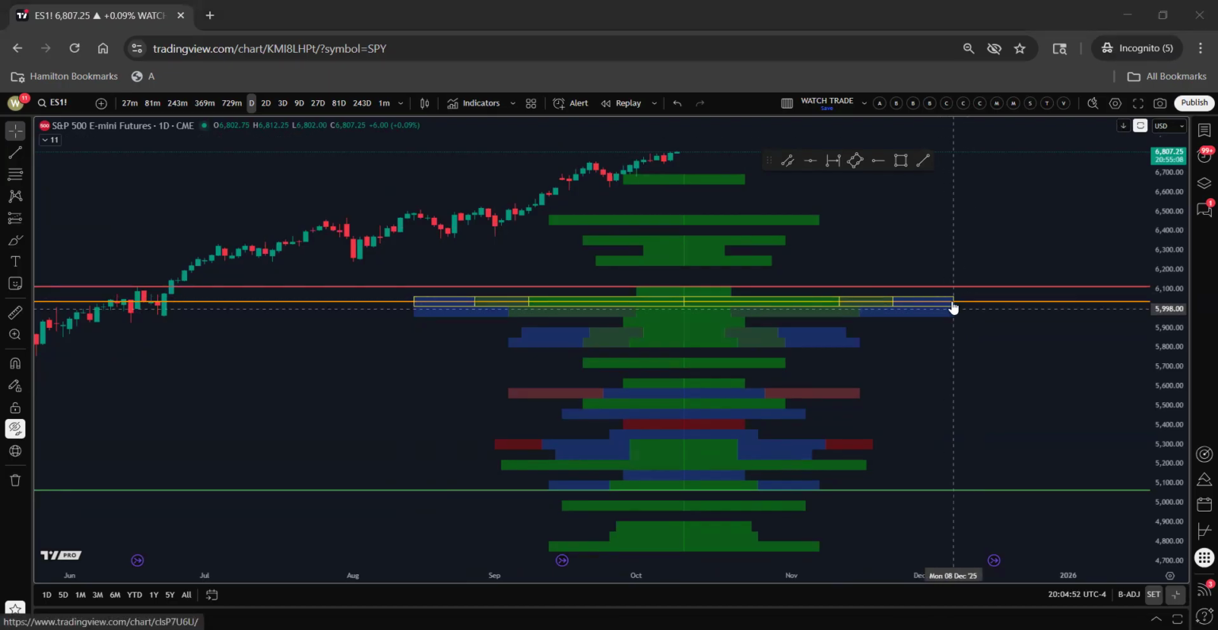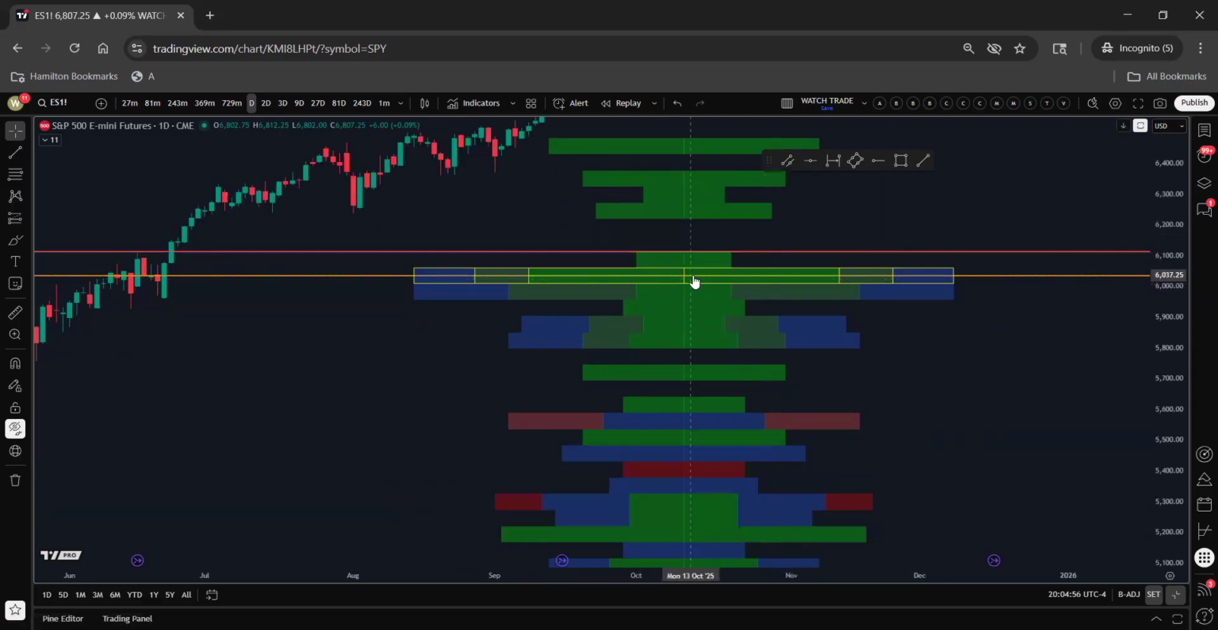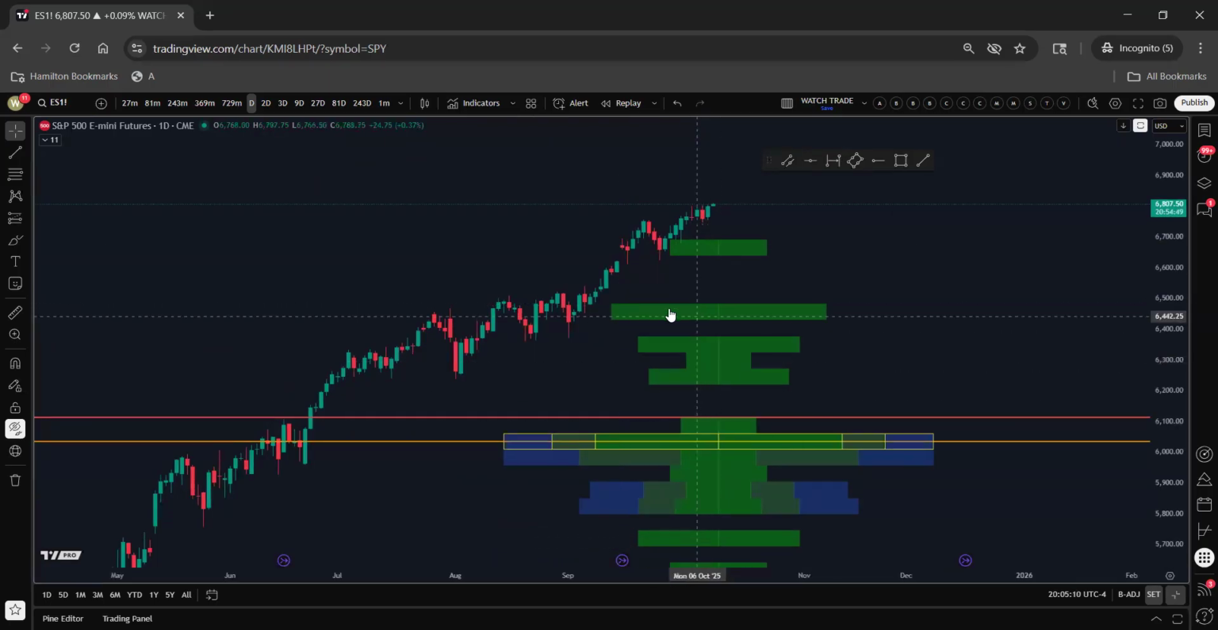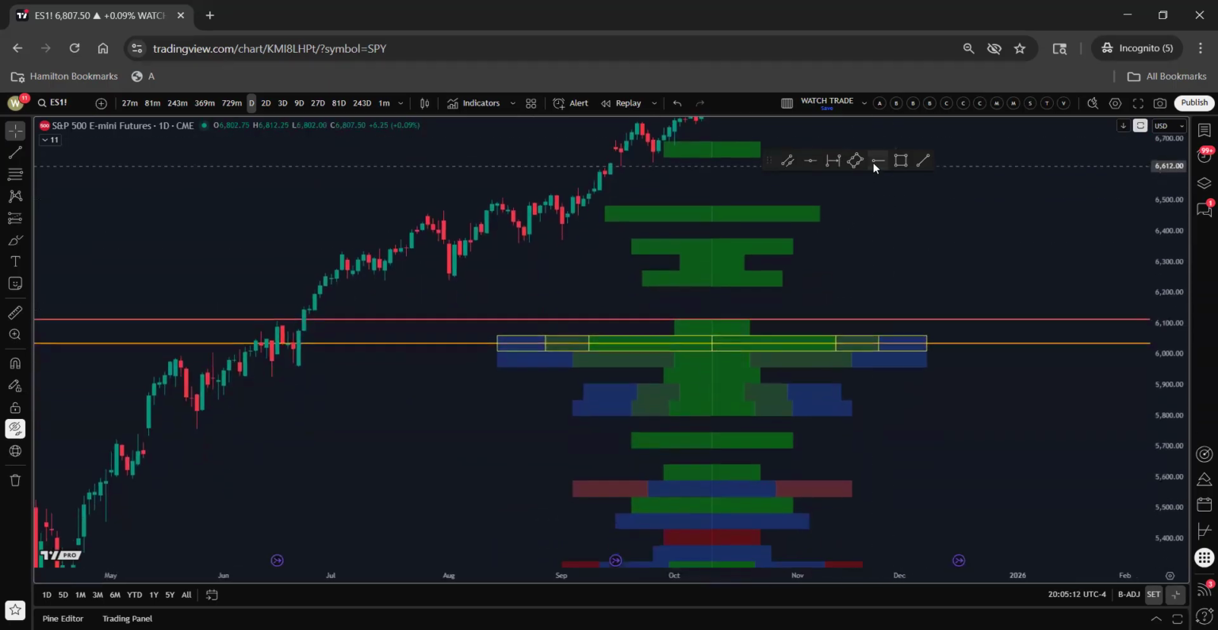So this is the point of control, this orange line. And this is where price is at its fair value. So ES price fair value is $6,031. So all these green blocks represent support.